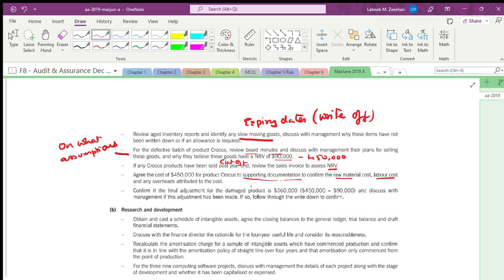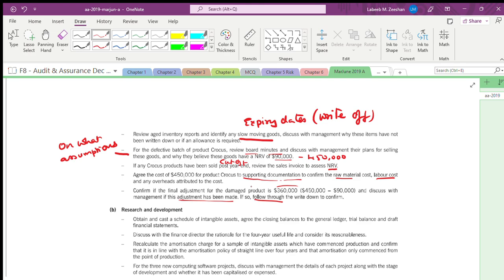How much are they getting? They are getting a loss of 360,000. And we have to discuss with the management if they have made any adjustments. If they have made any adjustments, we have to follow through. Very simple: work in progress, percentage of completion; finished goods, total cost.